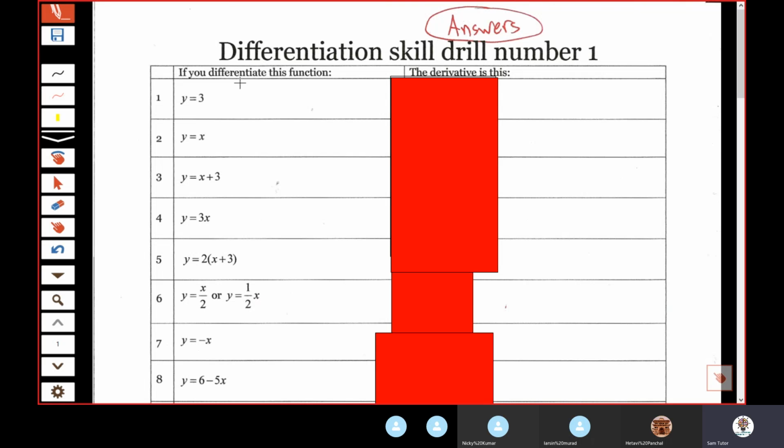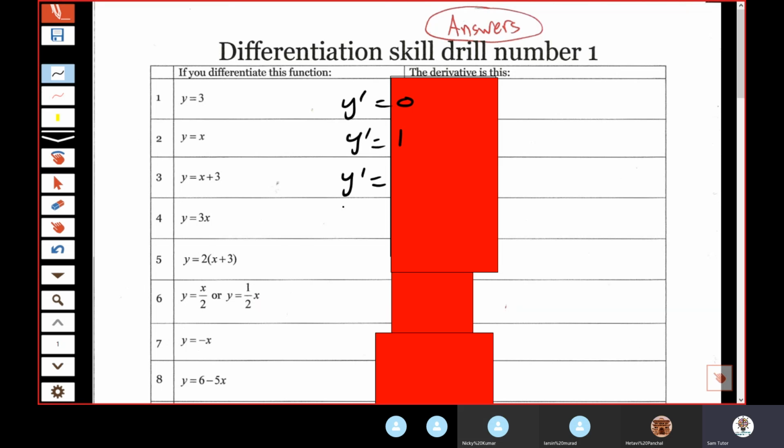When you differentiate a constant, what would y dash become? 0. 0, so that one's done. Nikki, y dash for x, what would that be equal to? 1x. 1, no, not 1x. 1, yeah. You have to reduce it by 1, so just 1.